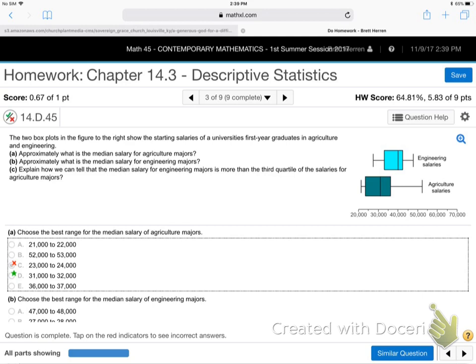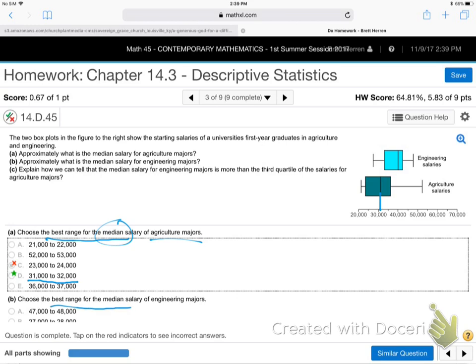Okay, so remember what a box plot shows. It breaks the data into 4 even sections. Choose the best range for the median salary of ag majors. What does it look like the median, the middle, for ag majors is? So ag is the green. Where's the median? It's right there. This is the median line. What does it look like it hits? Just over 30. See how I said 31 to 32? That's the right answer. Feel like you could do that in a multiple choice test? There are questions just like that on our exam next week. Right, good. Next question.